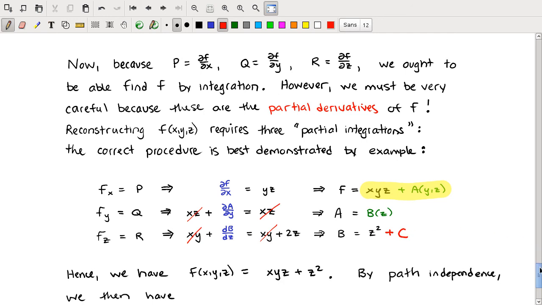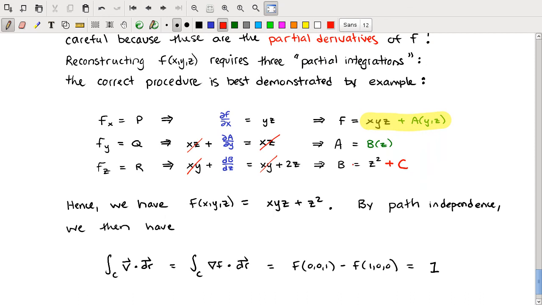No, c is fine, where that's actually a constant. So we've now constructed, by this series of partial integrations, the scalar field f of x, y, and z as xyz plus z squared, and you could say, if you wanted, plus a constant.